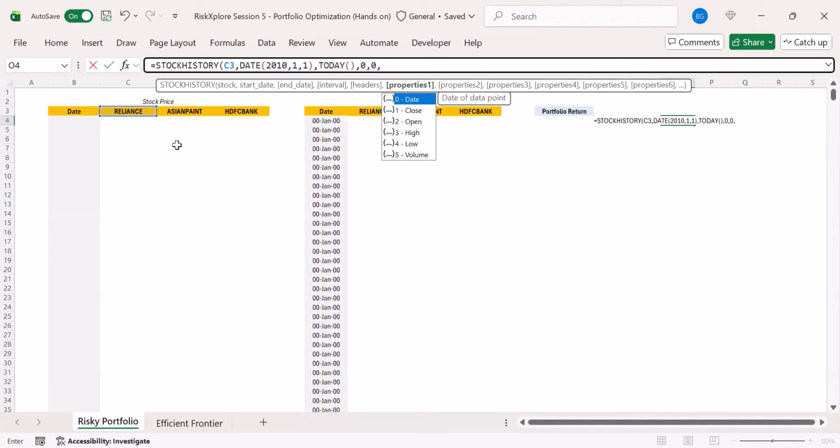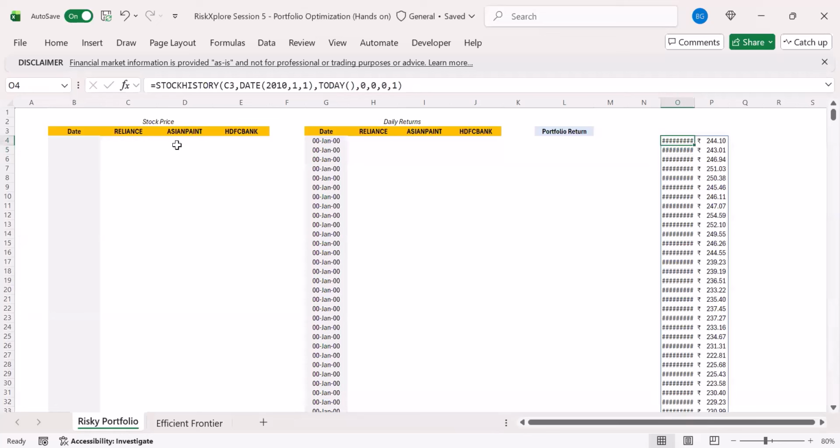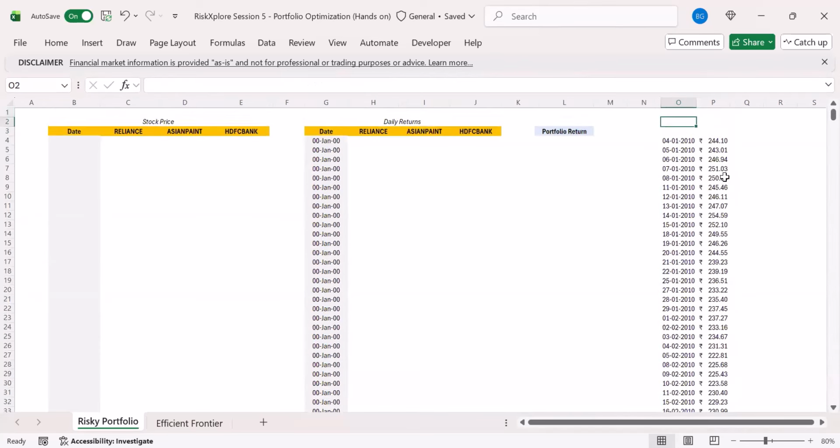Then we want properties. The first property that we want is date. Let's go with date. And the second one, which is important, is the price, and we will go with closing prices. So let's type 1 here. Let's close the bracket, press enter. And we have the historical stock prices for Reliance Industries from 4th of January 2010 until 10th of October 2025.